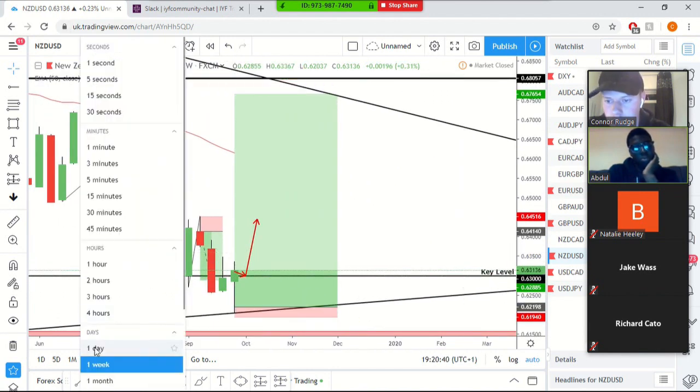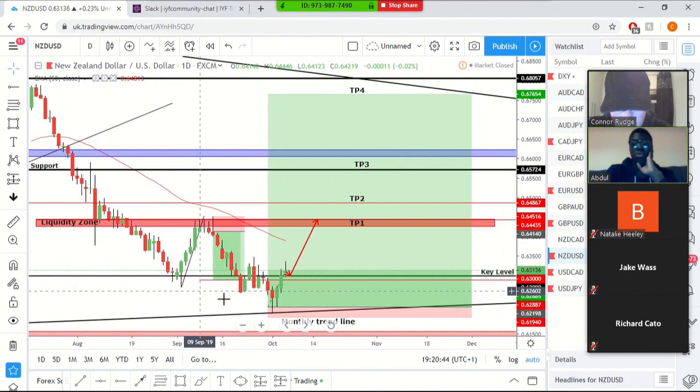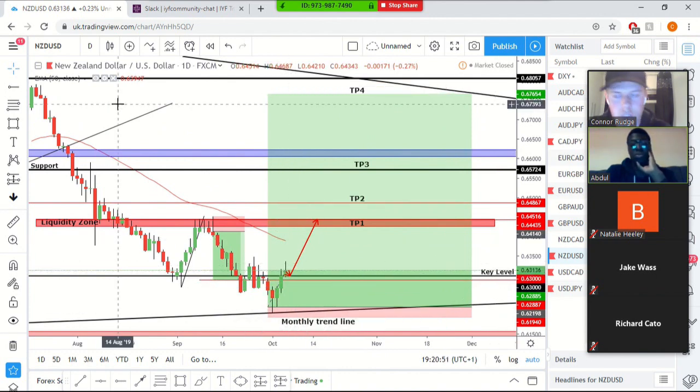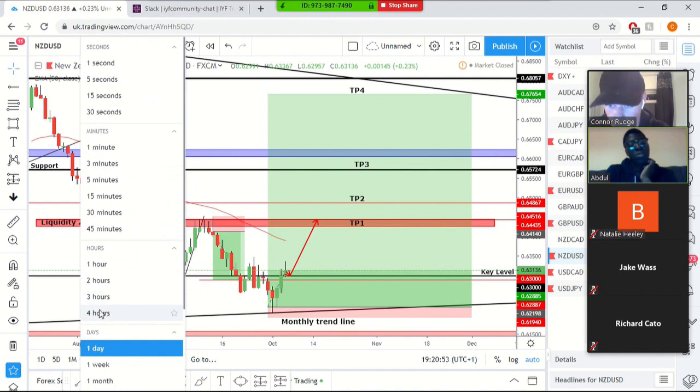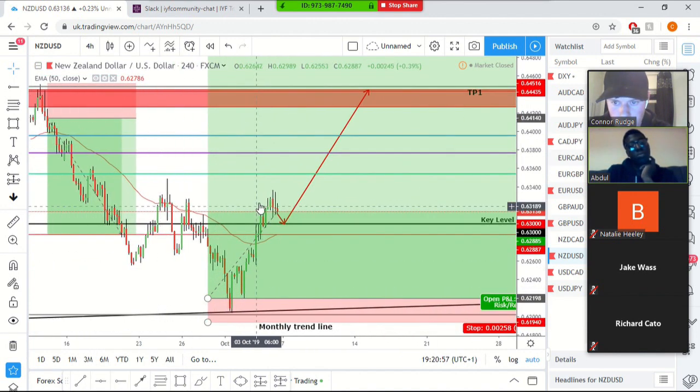So now if we move back onto the daily, we can go into why I wanted to take this long. You can see we've got this monthly trend line, we got in here, and now we're breaking above that key level of 0.63000. So we go back onto the 4 hour, we can see we've actually broken through this level, and now we're coming back for that retest.